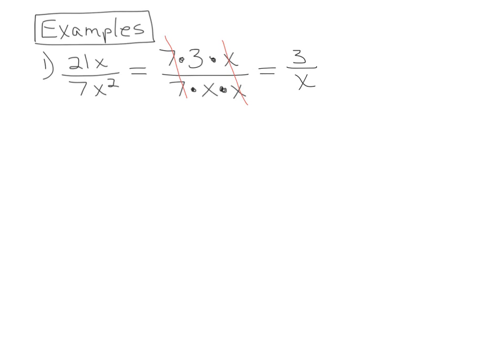Now, you also have to be aware of excluded values because we're dealing with fractions, and you can never have 0 in the denominator. You can't have 0 down underneath. So what would make this denominator equal to 0? Well, that would be x can't be 0, right? If x were 0 down here, you'd have 7 times 0 times 0, which would be 0, and that's not allowed. So you have to write your excluded value.